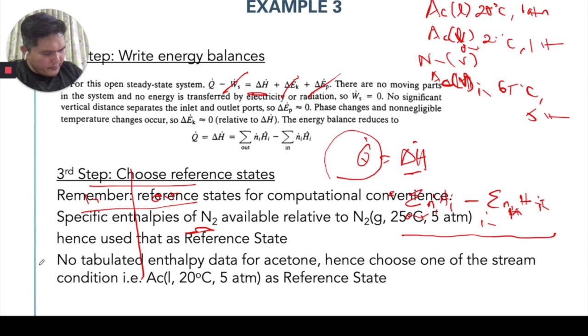So as I shared with you earlier, there are values that you can get from table B8. For nitrogen, there are values from table B8, so that you can get the enthalpy value and then use nitrogen straight away with a reference state of 25 degrees Celsius and 5 atm. But for acetone there is no tabulated value, so we need to choose one stream condition as the reference state. In this example, we pick acetone liquid at 25 degrees Celsius and 5 atm as its reference state.